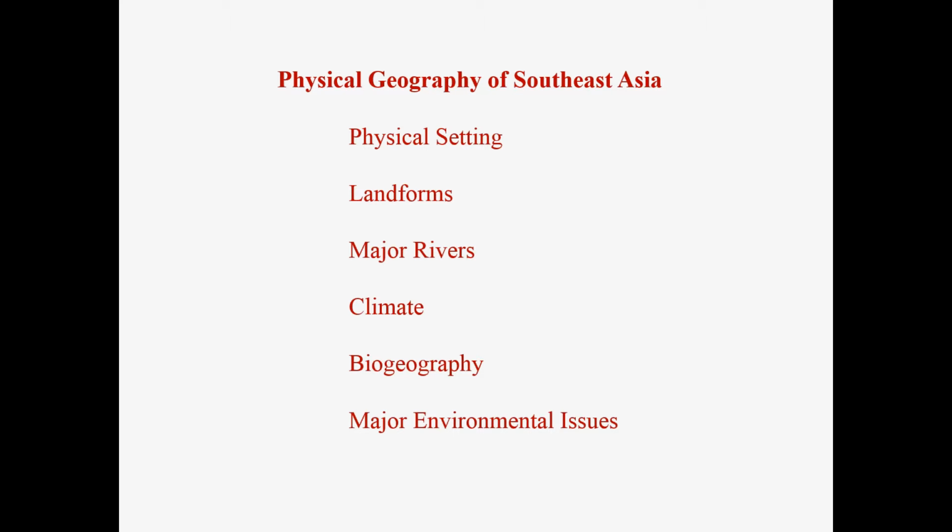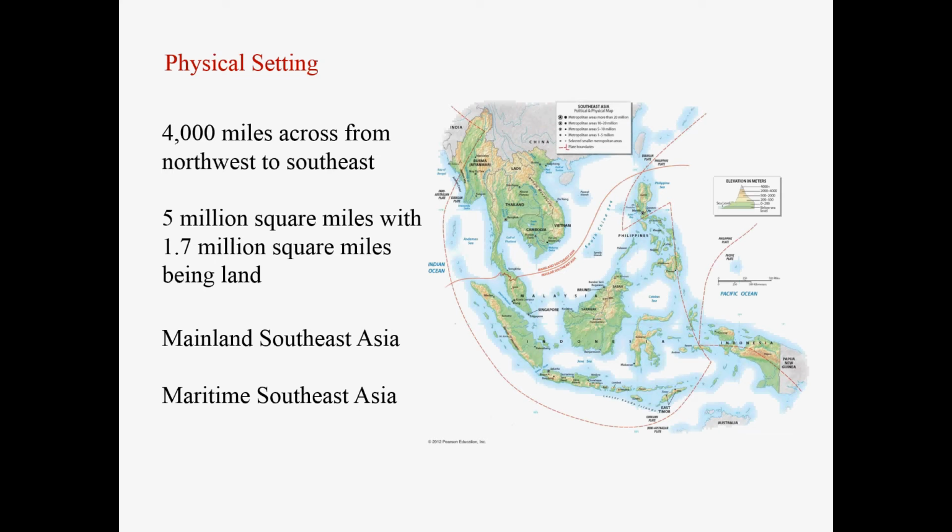Hello, in this lecture, we're going to discuss the physical geography of Southeast Asia. We're going to discuss physical setting, landforms, major rivers, climate, biogeography, and major environmental issues. Physical setting. Southeast Asia is a vast region from the northwest point to the southeast point.